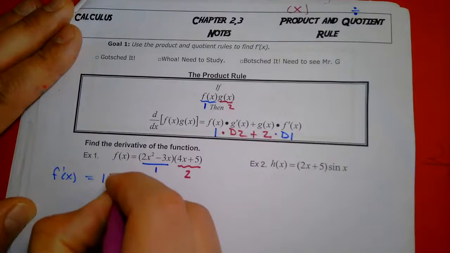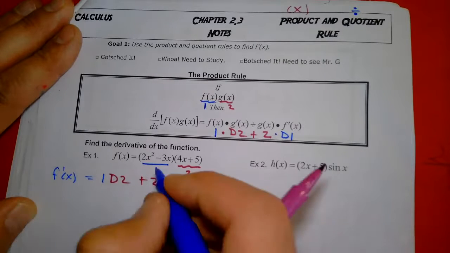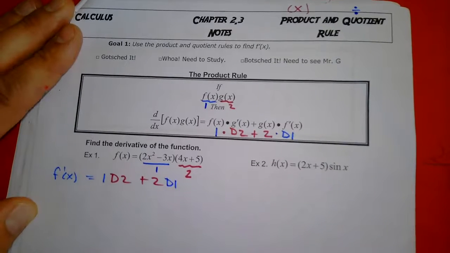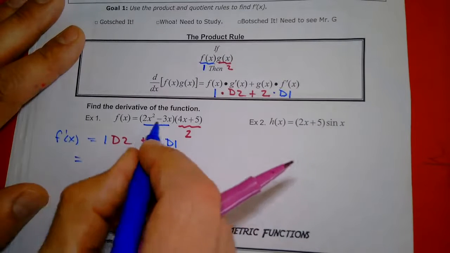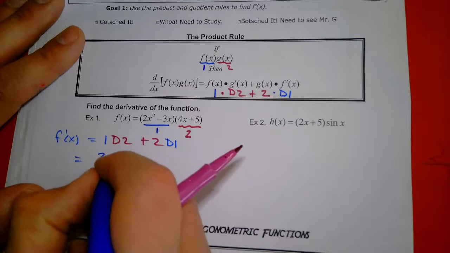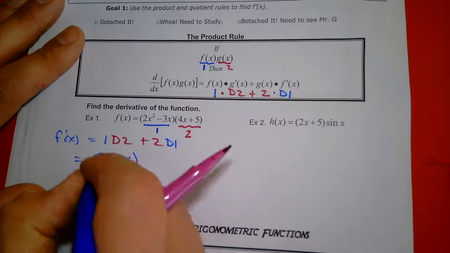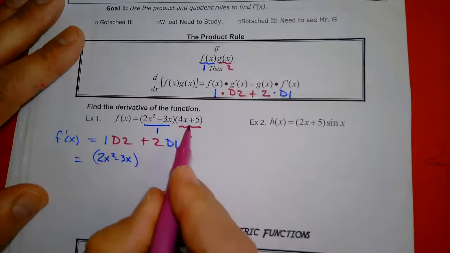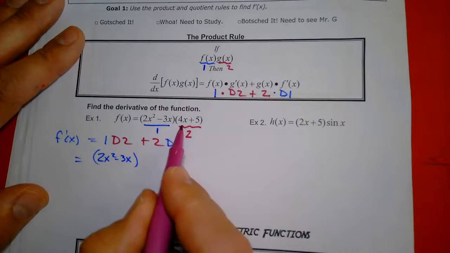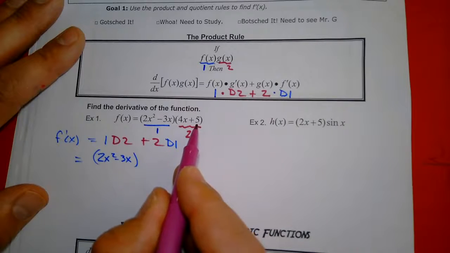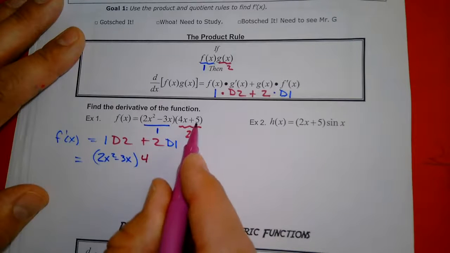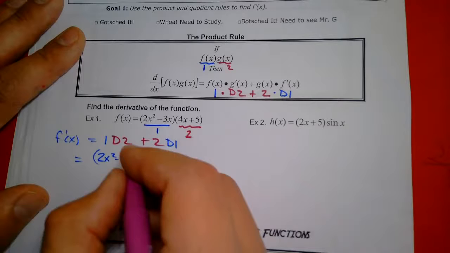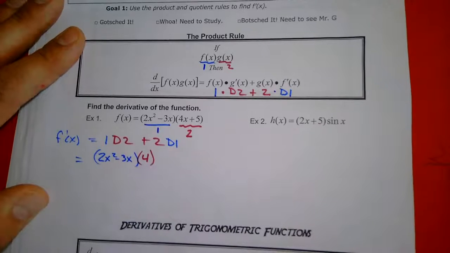1d2 plus 2d1. All right, so I take the first function, 2x squared minus 3x, and I'm going to take that times the derivative of the second. So I look at 4x plus 5. What's the derivative of 4x, and what's the derivative of 5? What's the derivative of 4x? 4. What's the derivative of 5? 0, so I don't need that. It's just 4 is the derivative of the second.